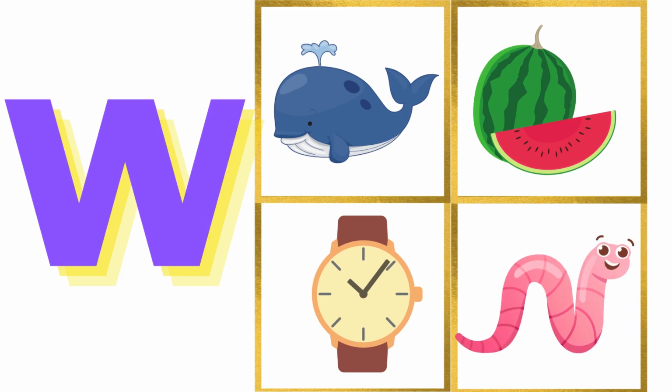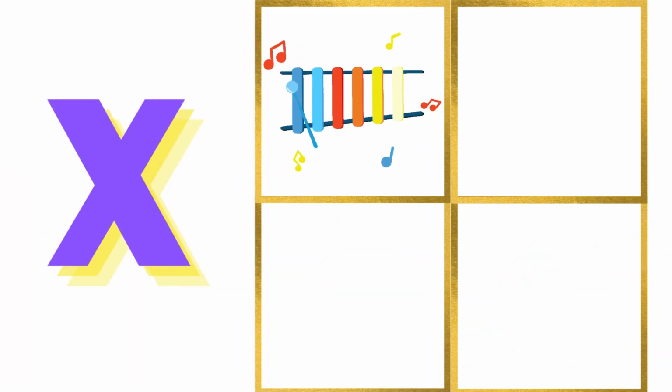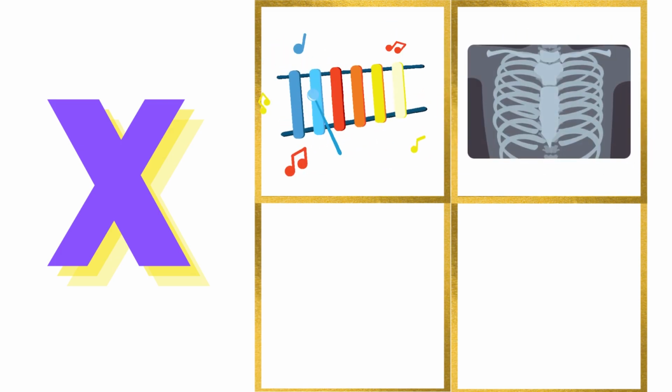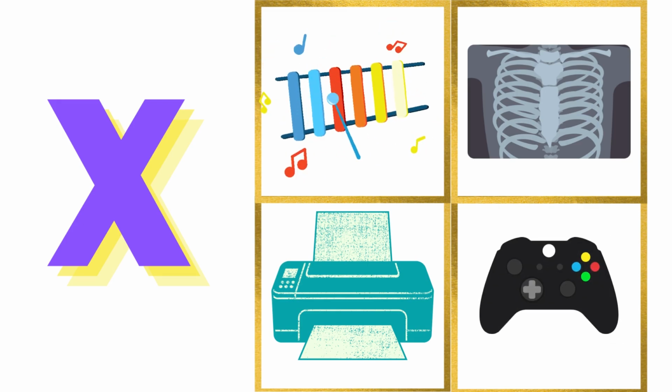W for worm. A, B, C, D, E, F, G. X for xylophone. H, I, J, K, L, M, N, O, P. Q, R, S, T, U, V. X for x-ray. W, X, Y, and Z. Now I know my ABCs. X for Xerox. Next time won't you sing with me? X for Xbox.